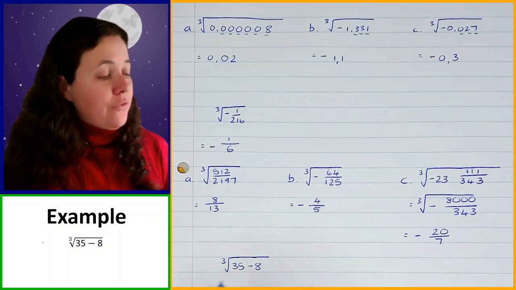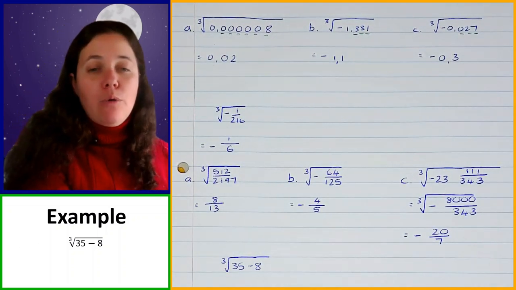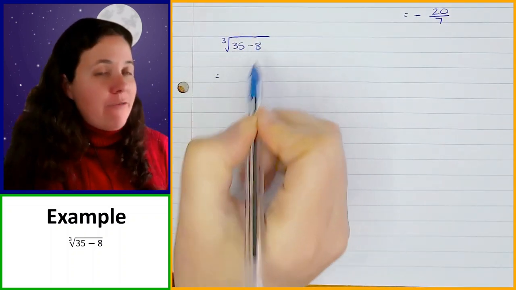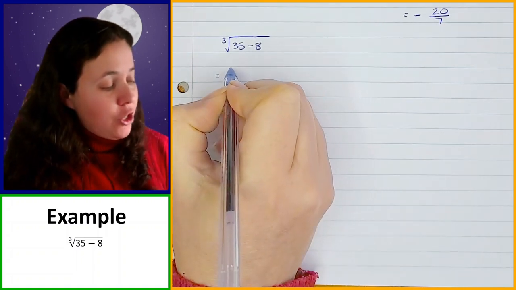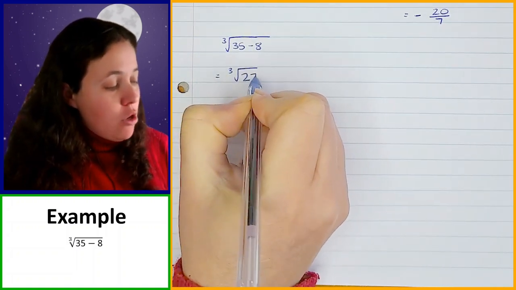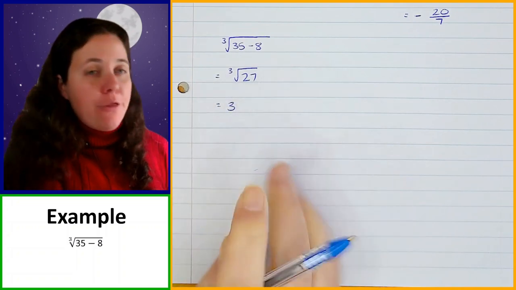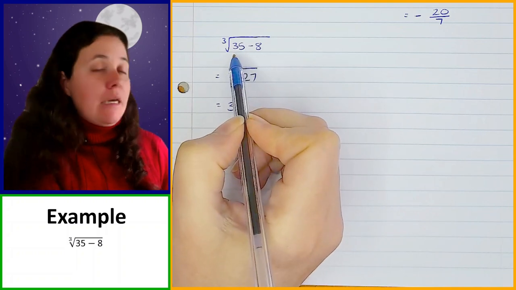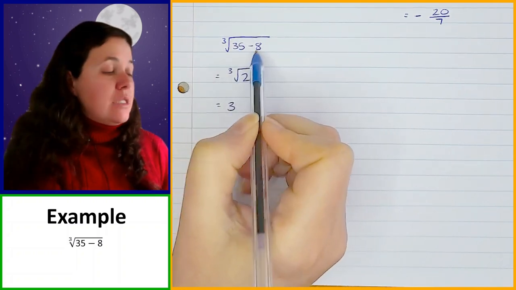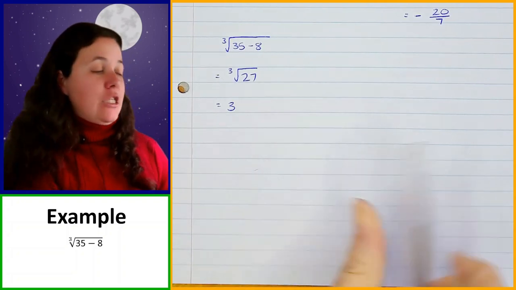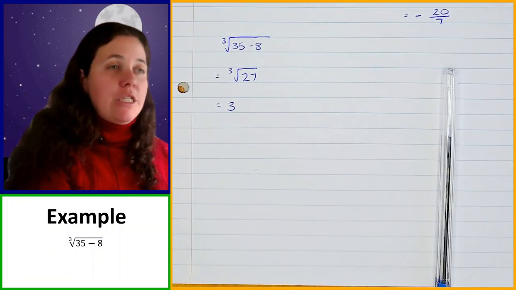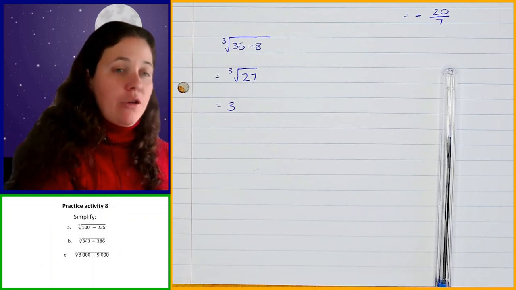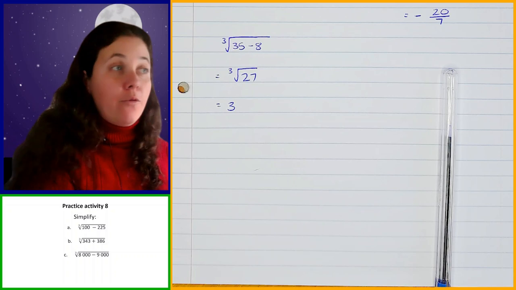Okay, so the first thing we're going to do is simplify what is inside that root sign. We have 35 minus 8, and that gives us 27. So this is the cube root of 27, which we can then simplify to give us 3. Okay, so when you've got a calculation inside your root sign like this, like addition or subtraction, then you have to simplify that first before you actually apply the root. Okay, so now I'm going to give you a few to do for yourself. And again, I'm giving you 3 minutes for these examples to work on.